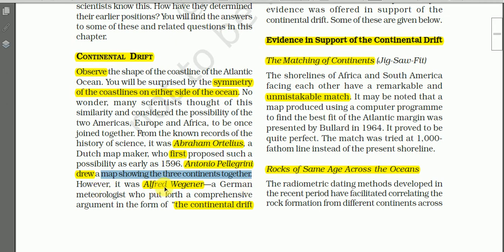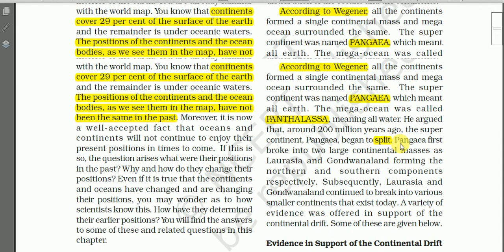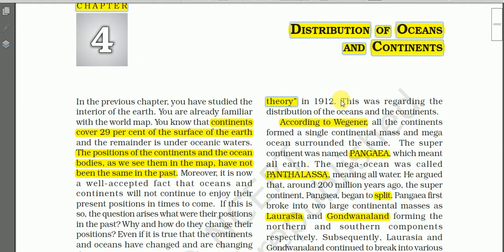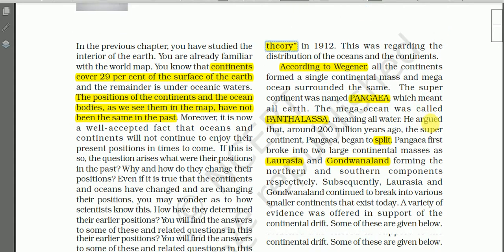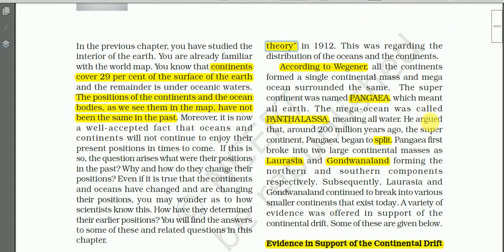However, it was Alfred Wegener, a German meteorologist, who put forth a comprehensive argument in the form of the continental drift theory in the year 1912, and this was regarding the distribution of oceans and the continents. Now let us read about the continental drift theory.